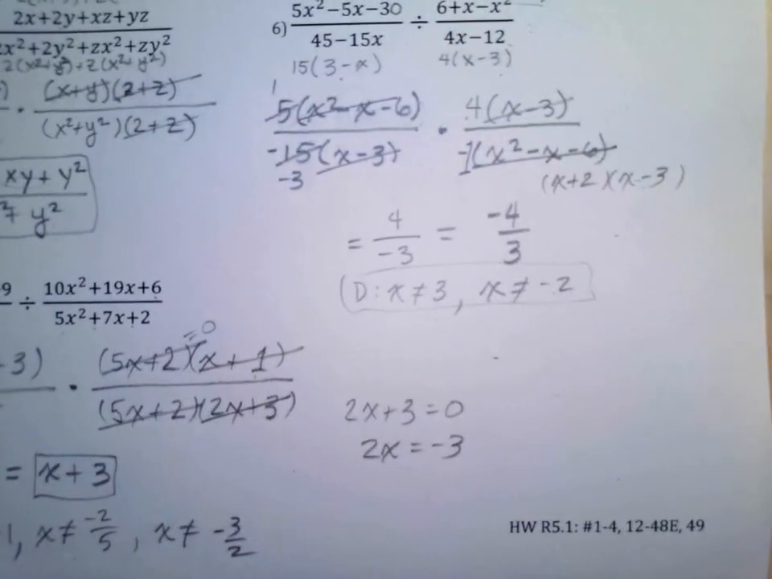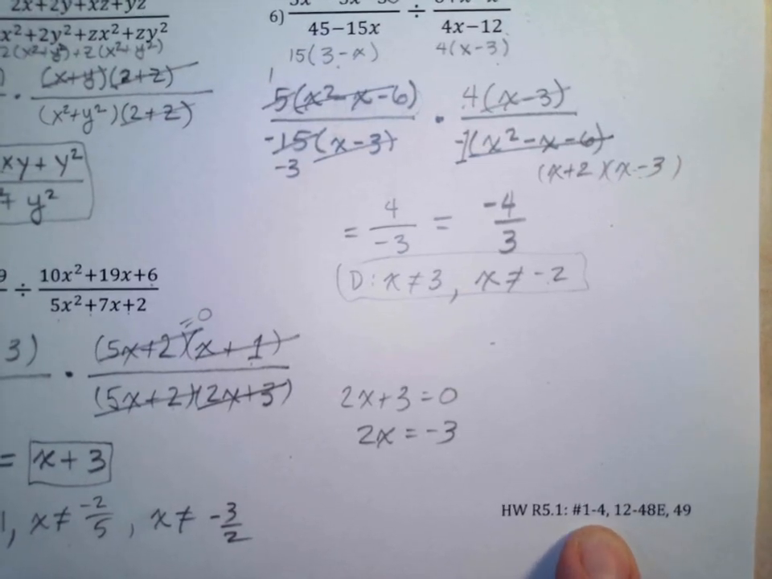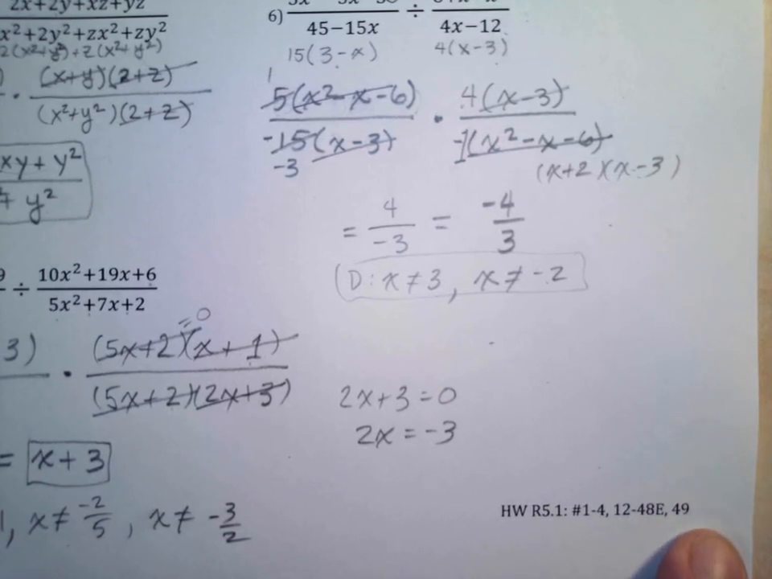All right, so your homework for the first part of R5 is listed here. 1 through 4, that's all of them, and then 12 through 48, that's just the evens, and then 49.